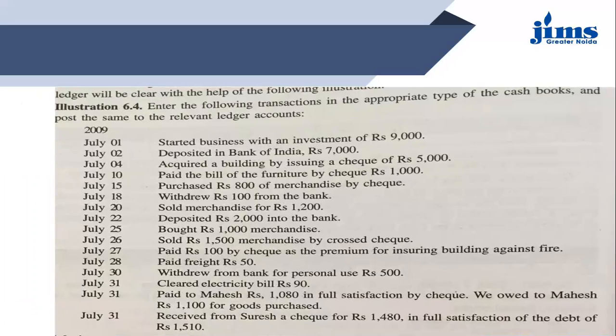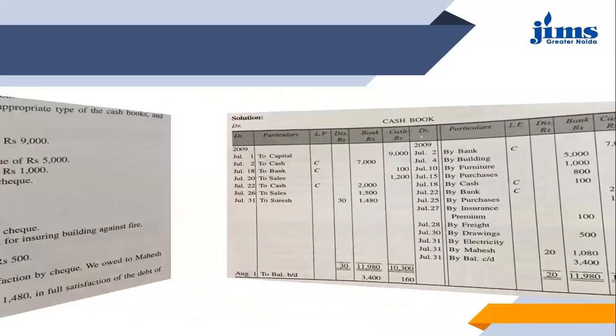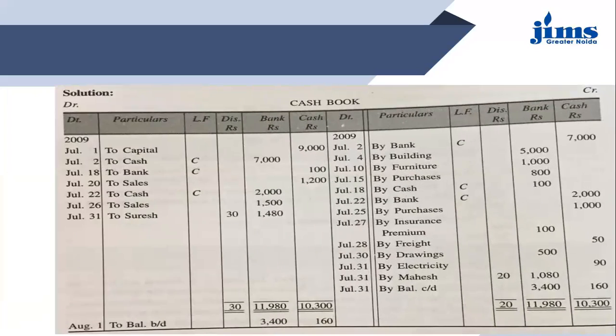Then the next entry is sold merchandise for 1200. It is a sales entry. Through sales, the cash is coming into the business, so 1200 will be recorded on the debit side. Then deposited 2000 into the bank. As you can see, cash 1200 received, to sales, and then it's a contra entry on 22nd, to cash 2000 rupees. Cash is getting received through bank, and cash is going out of the business to bank, 2000 rupees.